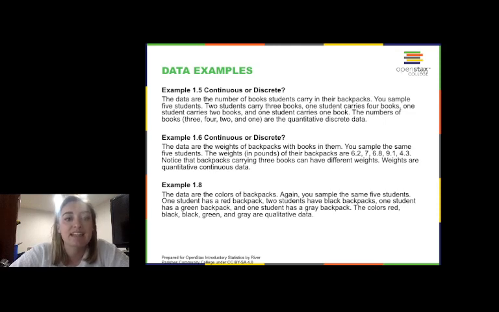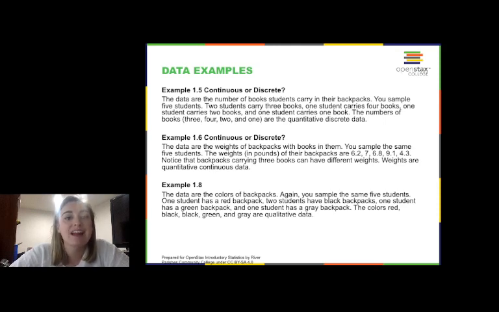Example 1.6, the data are weights of backpacks with books in them. Can you count the weights of backpacks? No. Can we predict this? Potentially, if we had great data sets and we're able to understand this data, but we're not talking about predicting. Right now, we're just trying to say, is this continuous or discrete? And for this one, it's going to be continuous data, specifically quantitative continuous data, because you can measure my backpack weight, and very likely, if you measured the weight of your own backpack, you would get a different answer. And that gives us infinitely many solutions to this question. So that's what makes it a continuous data set.